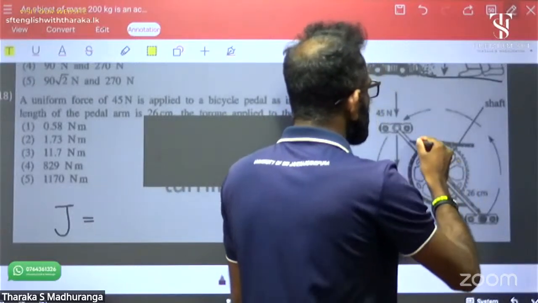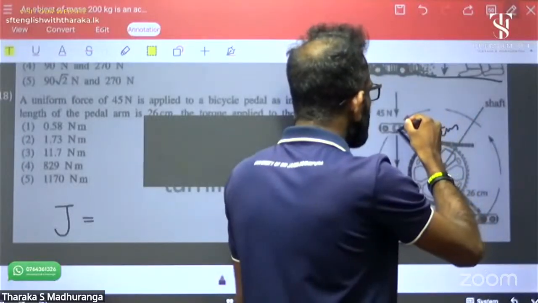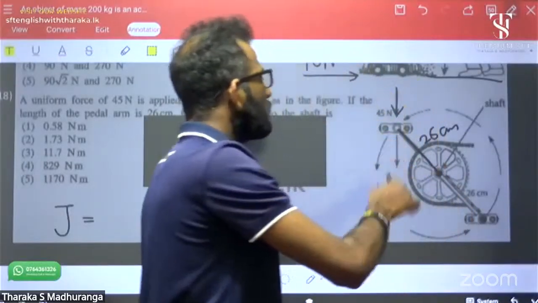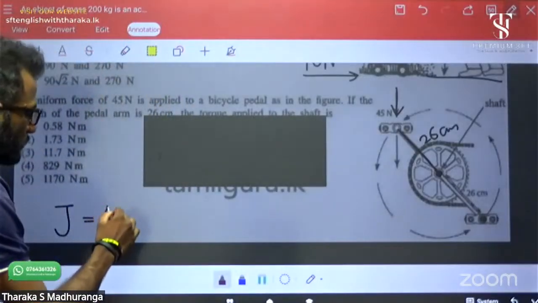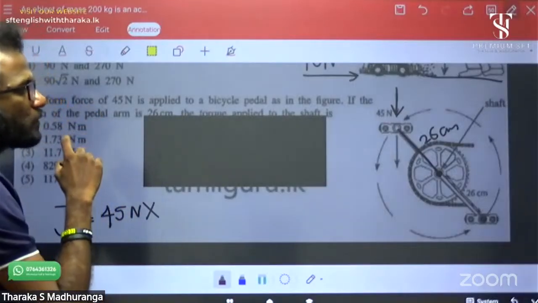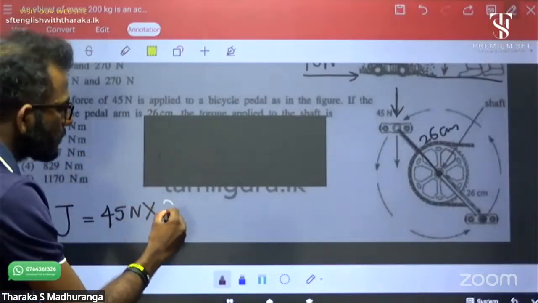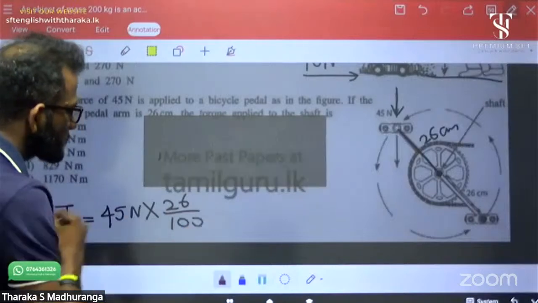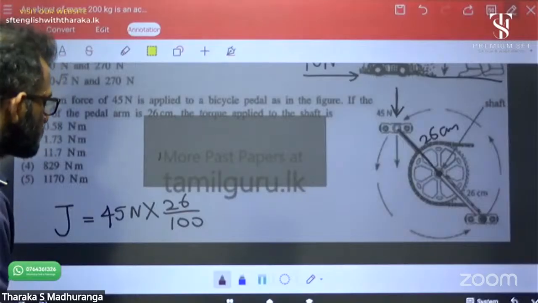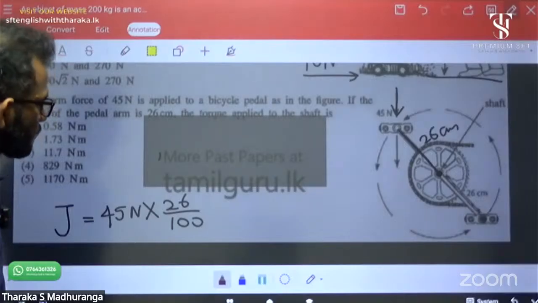And the distance is 26 centimeters, and the force is perpendicular, 45 Newton. Now 45 Newton multiplied by 26 centimeters, 26 over 100. Okay, can you send the answer? 45 into 26.